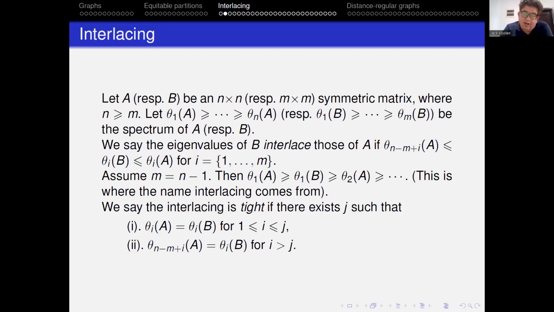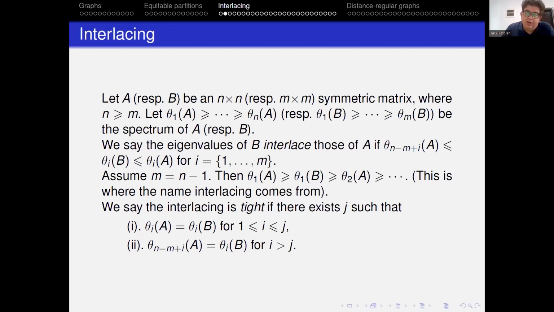And we say it is tight if there exists a J such that the first J eigenvalues of A and B coincide, and the last m minus J eigenvalues of B and A coincide. So that means that the first J eigenvalues are all the same, and the last ones are all the same.